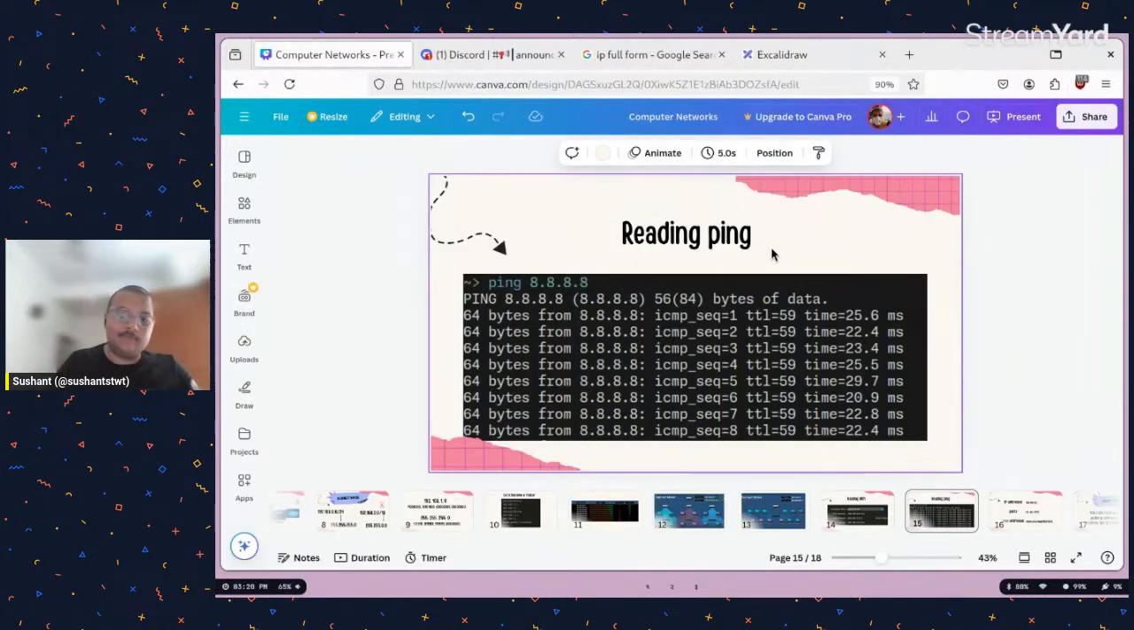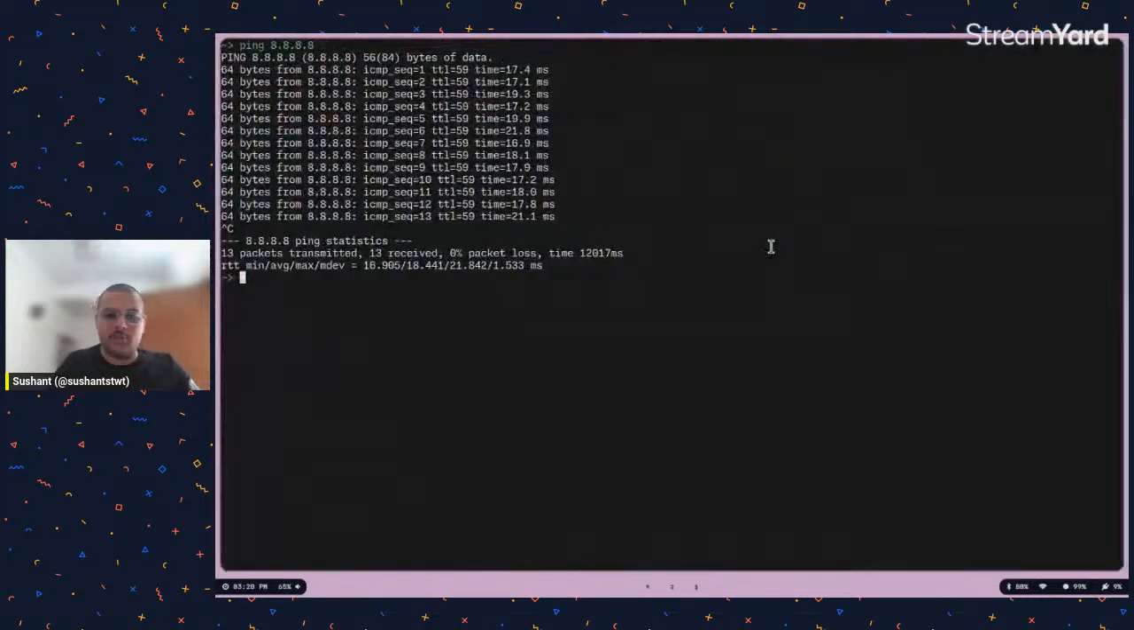But in a server, you don't have the liberty of using a GUI. So what you generally do is go to a terminal and type something like ping 8.8.8.8. Now, this 8.8.8.8 is an IP address. It's a public IP address. More specifically, it's Google's DNS IP address.